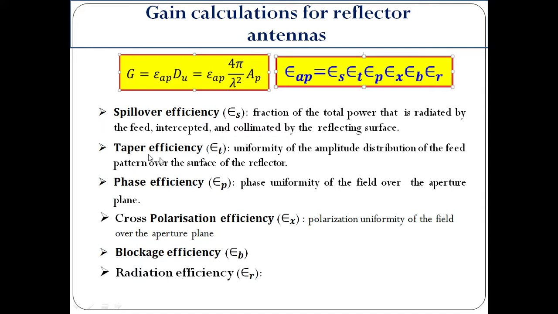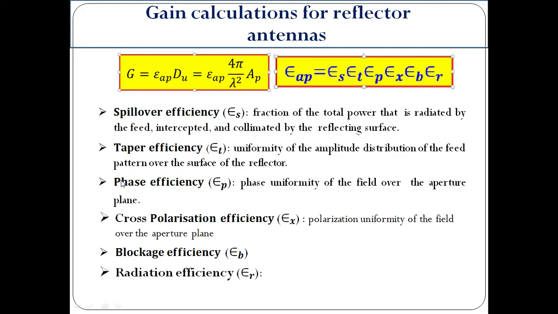What is taper efficiency? This represents the uniformity of the amplitude distribution of the feed pattern over the surface of the reflector. How uniformly the field is distributed over the surface of the reflector. That field distribution will decide the value of taper efficiency.